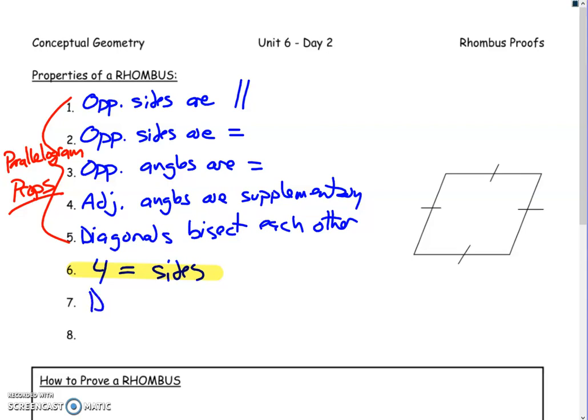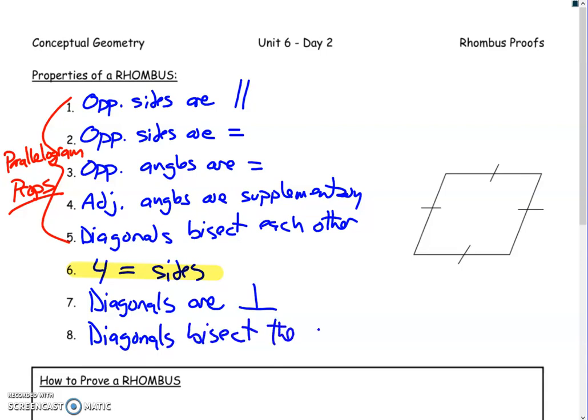I also know the diagonals are perpendicular, and the diagonals bisect the angles. That's just a review from Unit 4. We are not going to actually work with the diagonals a whole lot with a rhombus. I will just give you a shape and ask you to prove it's a rhombus, and you're going to do that by showing it has 4 equal sides.